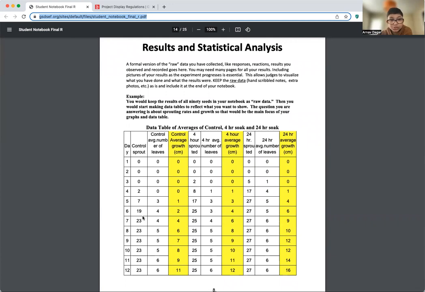Next, we have results, which is the data that you collected, responses, reactions, and results you observed. Keep your rough handwritten notes, drawings, and your daily log, etc. These will all go in the appendix of your project notebook. Do not do any analysis or personal thoughts in this section. It is purely for the raw results.